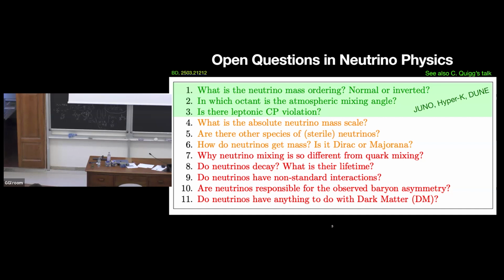The other 3 questions in orange are of course more difficult than the first 3 questions, but they're still within our reach in principle, if nature is kind to us. First, the absolute neutrino mass scale: cosmology is already giving us some hints. We do know from large scale structure data and BAO data that the sum of neutrino masses has to be smaller than something. Right now, the value is around 0.1 eV, depending on which data set you use. And in the future, this is going to get more and more precise. There are other experiments coming up.